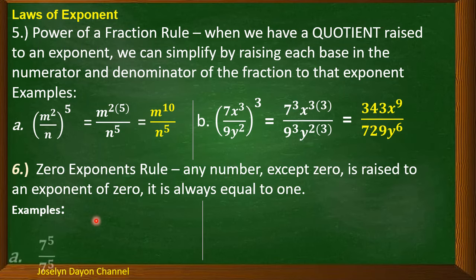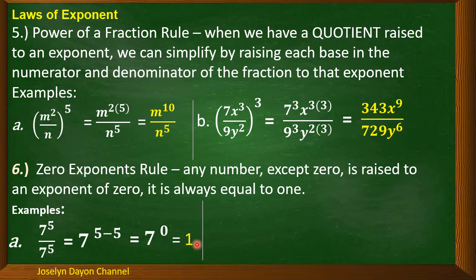So let's have an example. Say we have here 7 to the power of 5 over 7 to the power of 5. Of course, we all know that the answer for this is 1. Applying the previous law of exponent, we have to subtract the exponents since they have the same base, 7. 5 minus 5 is equal to 0. 7 to the power of 0 is equal to 1.